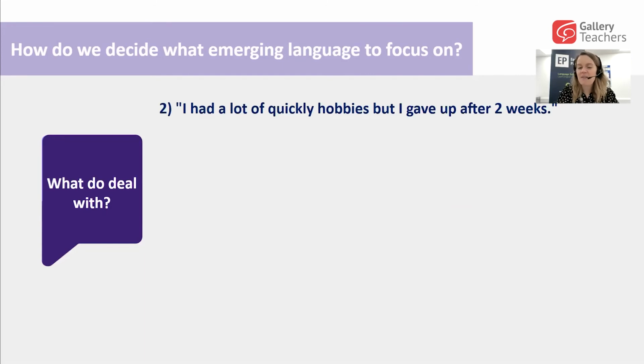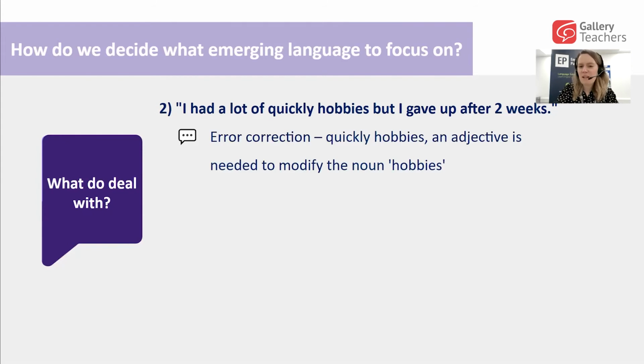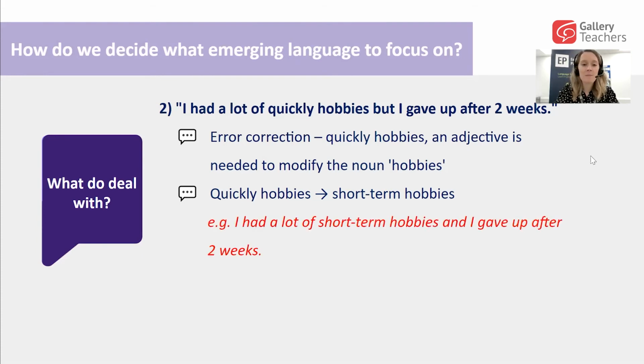So if we go back to sentence 2, I had a lot of quickly hobbies, but I gave up after 2 weeks. You probably noticed the error correction, the quickly hobbies. We need a different adjective to modify the noun hobbies rather than the adverb quickly. It doesn't work. So perhaps I might give the students short-term hobbies. I think the context of this sentence was about doing something for a short amount of time and then giving up. So we could say it's a short-term hobby. For example, I had a lot of short-term hobbies and I gave up after 2 weeks.